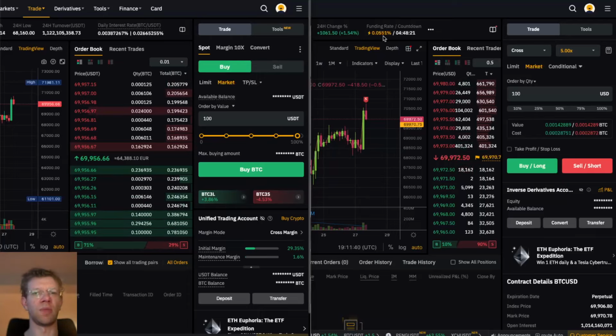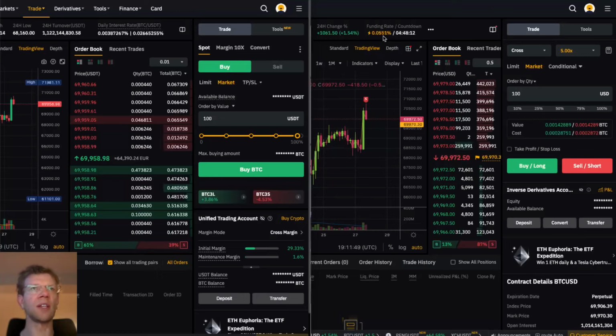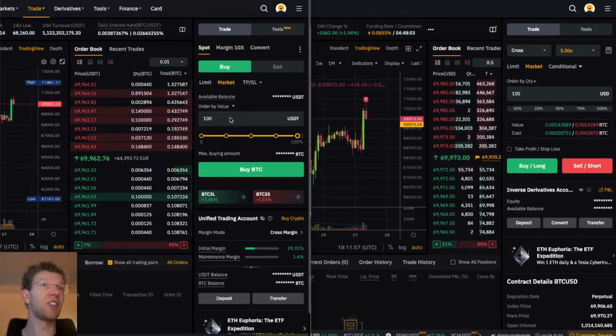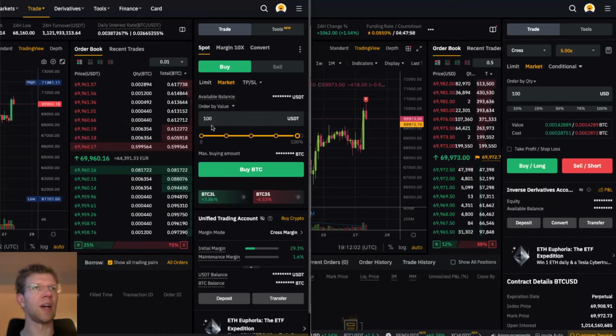As long as the funding rate is positive, you can basically farm this funding rate. And exactly what you do is you buy the spot for 100 USD, you get some Bitcoin out. You don't care how much, actually. The important thing is that the Bitcoin you buy here is now worth 100 USD, and you make a short on the inverse perpetual for 100 USD value.